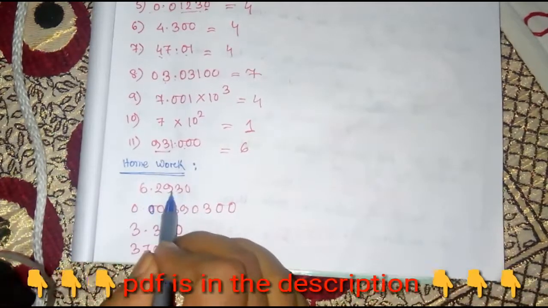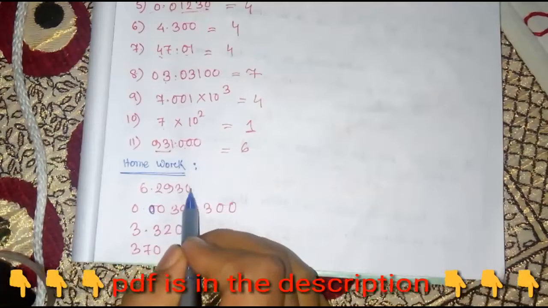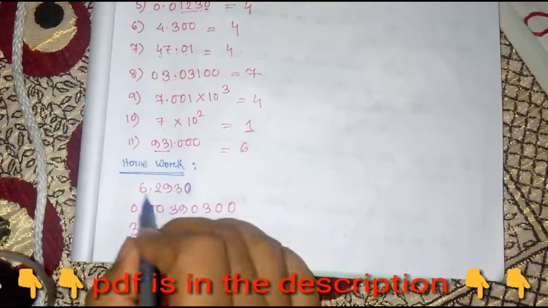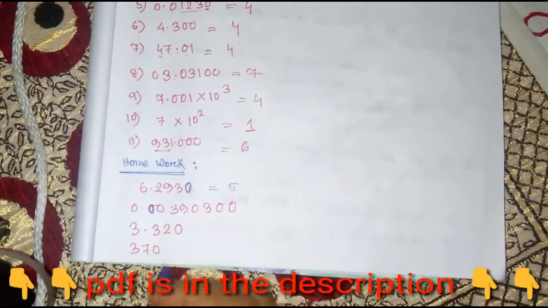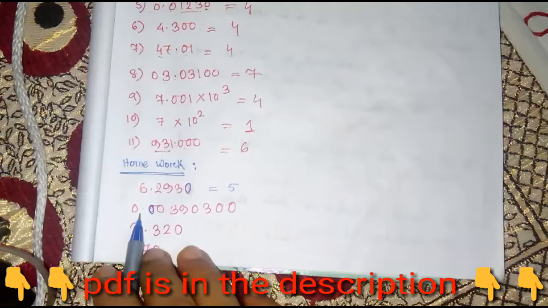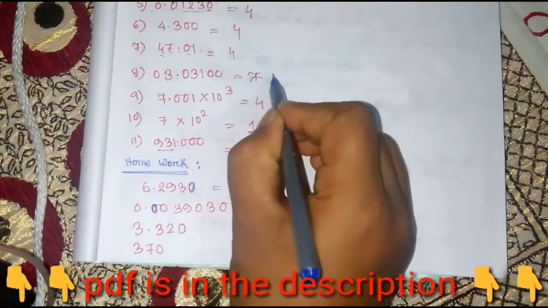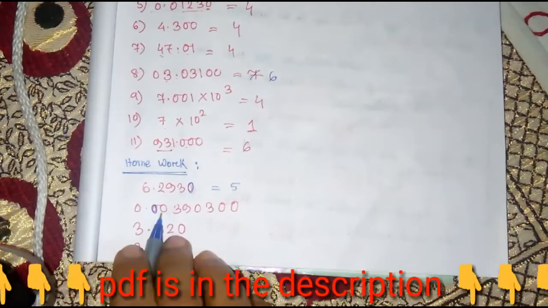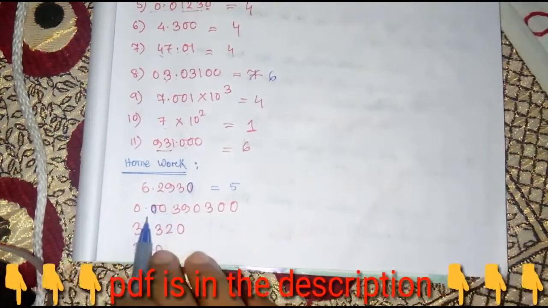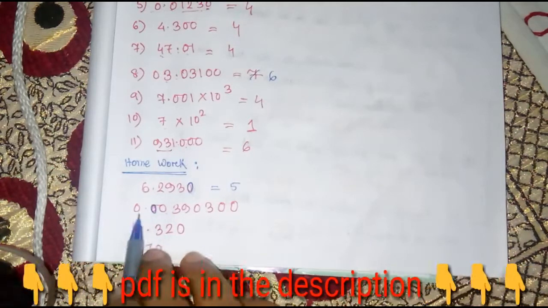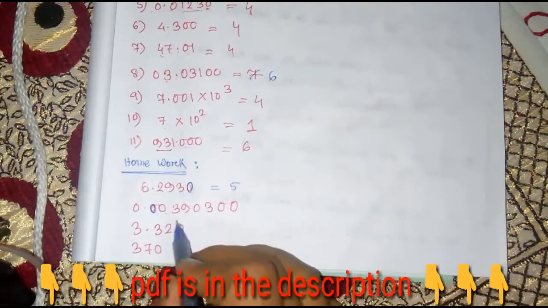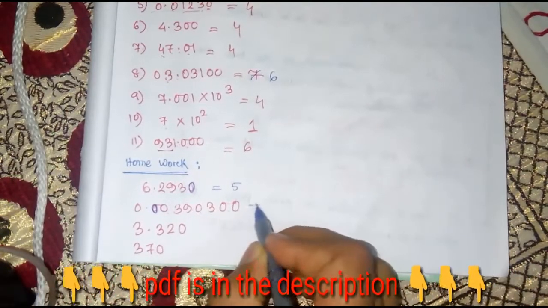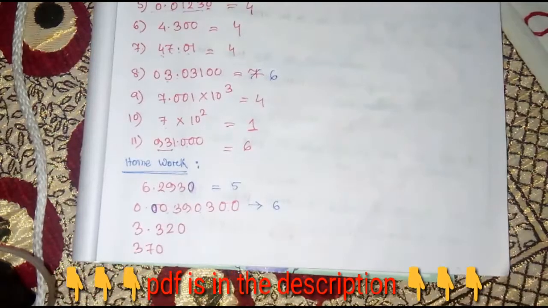Here the non-zero terms will be significant, and this 0 will be a trailing 0, but it is after a decimal point, so it will also be significant. So here the significant digits are 5, right? And here you can see this one will be 6. These zeros are non-significant because the number is less than 1, and these are the leading zeros, so they are non-significant, and these other zeros are significant. So 1 2 3 4 5 6, the number of significant digits will be 6.